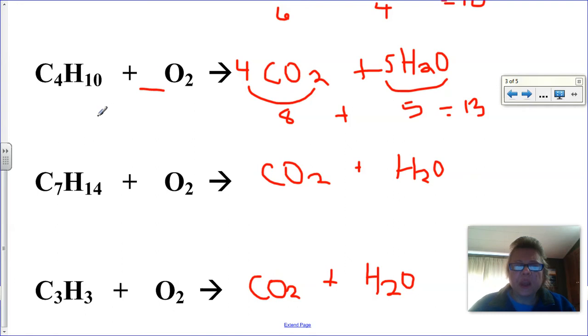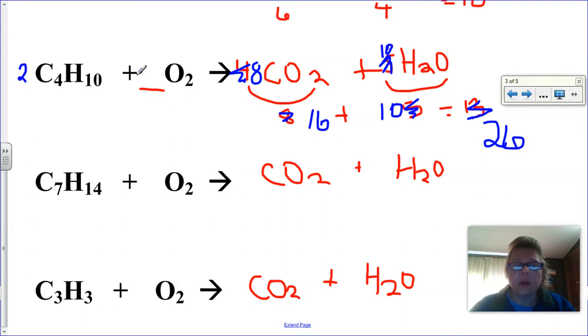So what I need to do is go and change my coefficients. So I'm going to put a 2 in front here. If a 2 doesn't work, try a 3. If a 3 doesn't work, try a 4, and so on. So now I've got 8 carbons. So I'm going to put a coefficient of 8 here. I have 10 hydrogens times 2 gives me 20. 8 times 2 gives me 16 oxygen here. 10 times 1 gives me a total of 10 here. 16 plus 10 is 26. An even number. 13 times 2, that gives me 26 oxygen. Now this equation is balanced.